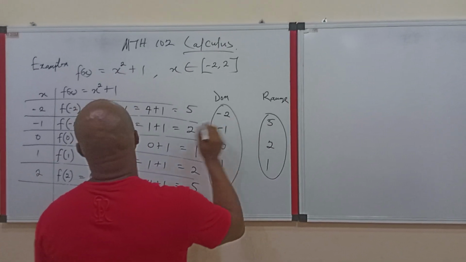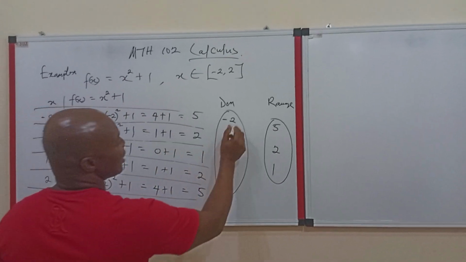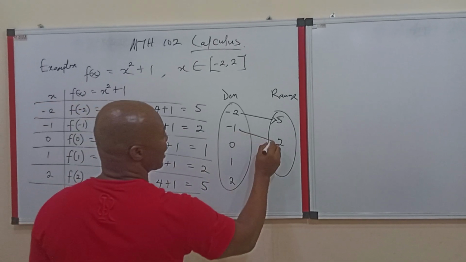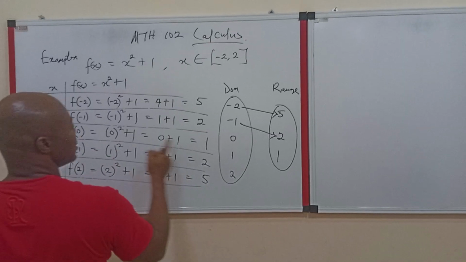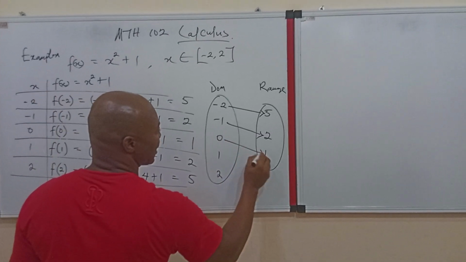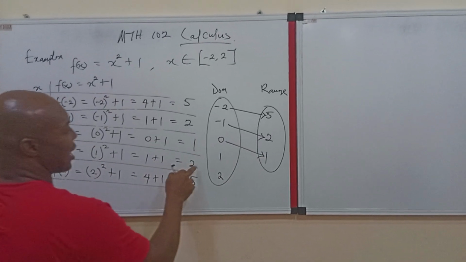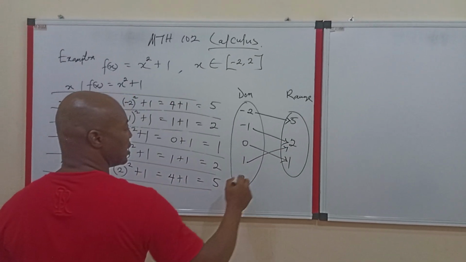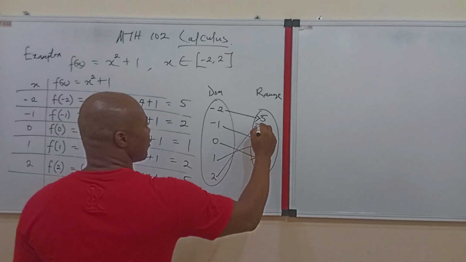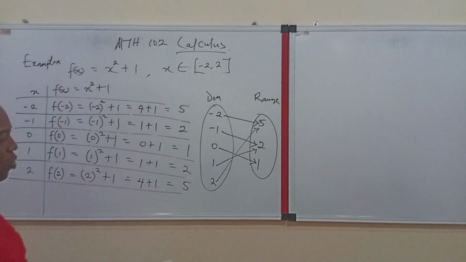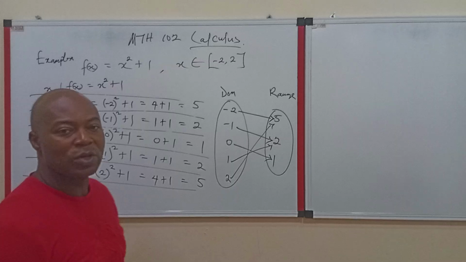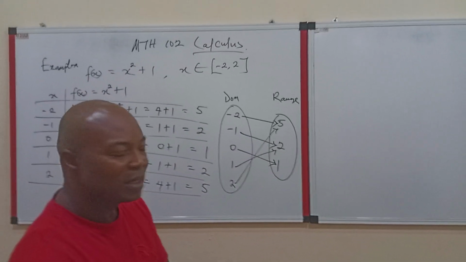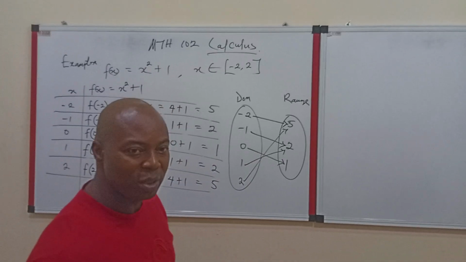So what we did is that when it is minus 2, the answer is this one. When it is minus 1, the answer is this one. When it is 0, the answer is this one. When it is 1, the answer is still 2. But we already have 2 here, so this one will go like this. Then when it is 2, it is 5. That is how it is. So this one that we have here, with the question we have now, this one is a function. This relation that is here is a function.